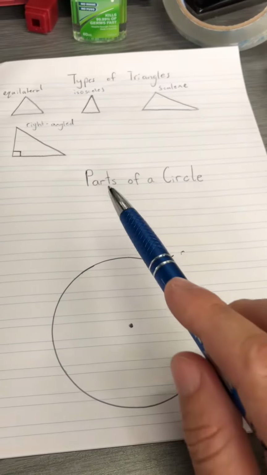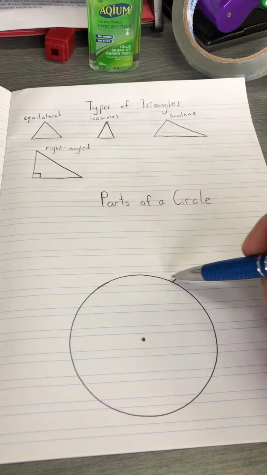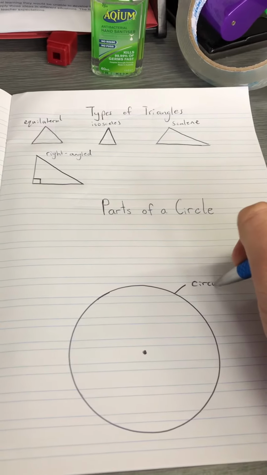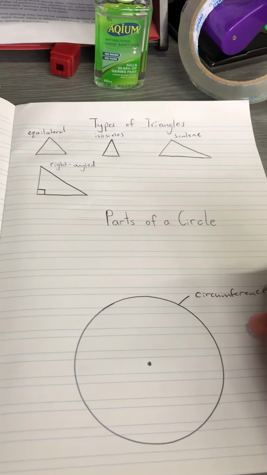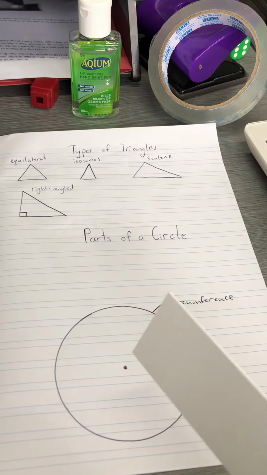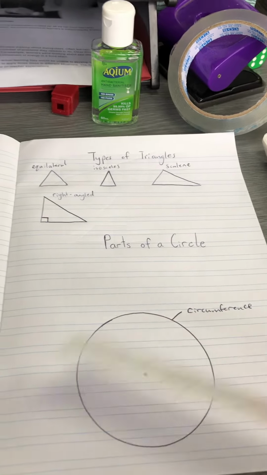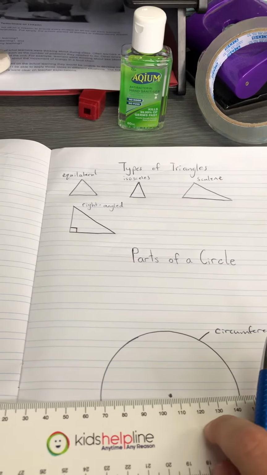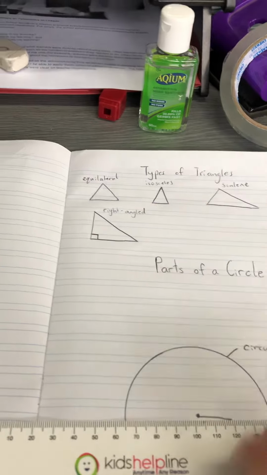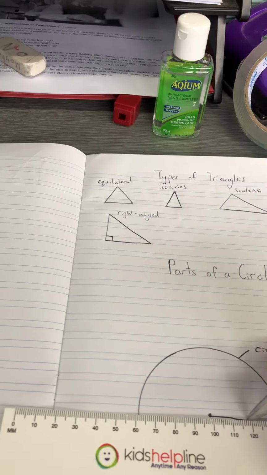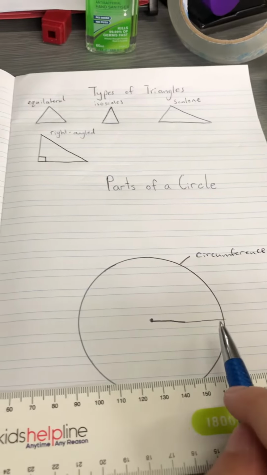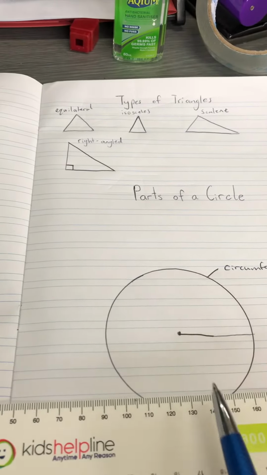Now moving on, we're looking at different parts of a circle. The outside of the circle has a special name, that's called its circumference. That's around the outside. When I'm looking at a circle, I always need to find the exact middle. If I go halfway on my shape there, that is called the radius. The radius is when I go half of the circle there.